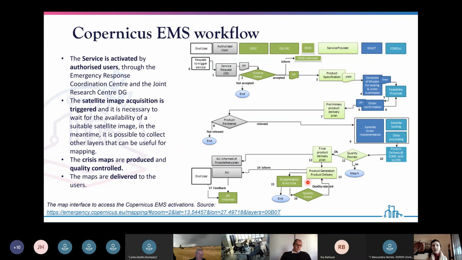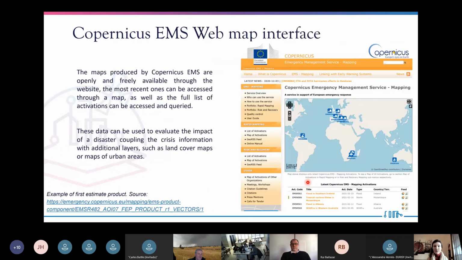Once the satellite image acquisition is triggered, we can wait for its acquisition, and then it is delivered to the map providers, who process the images in order to extract the needed information, then the maps are quality controlled and the maps can be delivered to the users. So you have seen that I have simplified this schema very much, but the important phases are the ones which are summarized in the text in the left part of the slide.